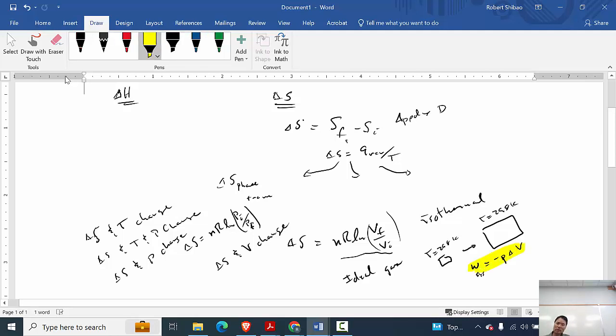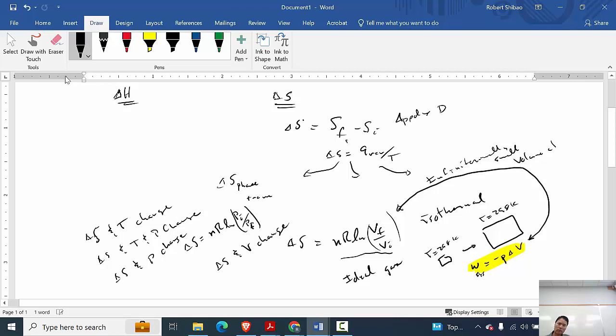What we do is we do infinitesimally small changes, and we do this reversibly. And so the volume change is infinitesimally small. And so this work comes out like this. And so we have infinitesimally small volume changes. And so the equation comes out a little bit different.